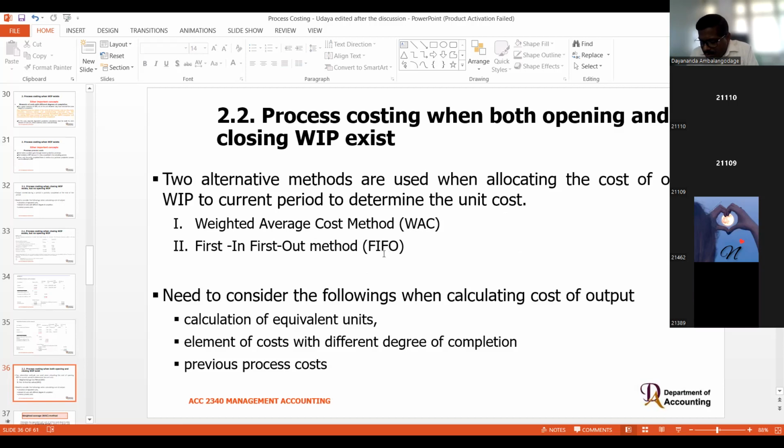Remember, if there is no opening WIP in a question, the FIFO method is no longer applicable. FIFO method is applicable where you get the opening WIP. Remember, you need to consider the following when calculating the equivalent units and element of cost: different previous process cost. Similar matters need to be considered under this 2.2 scenario also.